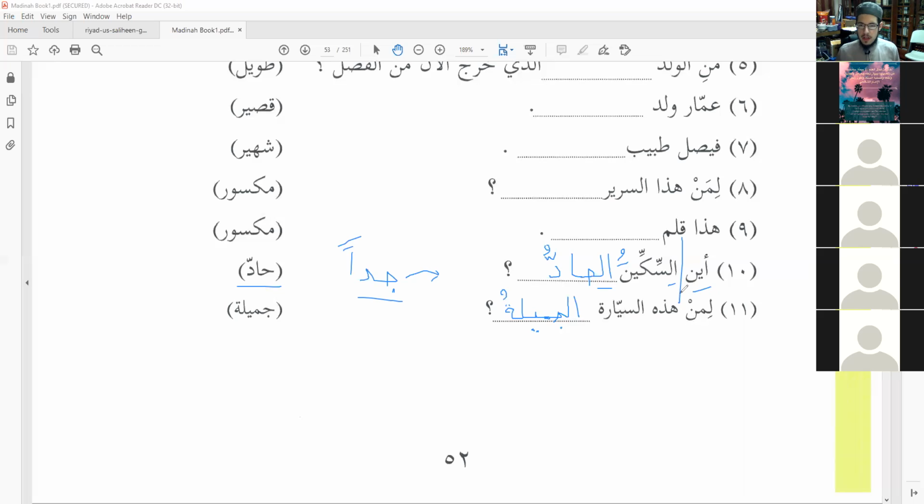MashaAllah. Very good. And it's a jumla ismiya. Here's the mubtada. هذه السيارة الجميلة. الجميلة has to agree with السيارة in the four things. We have singular, singular, feminine, feminine, right? Definite, definite, marfu', marfu'. And liman is the khabar, it's the question, and so it makes its way up to the front. Very, very good, everybody.